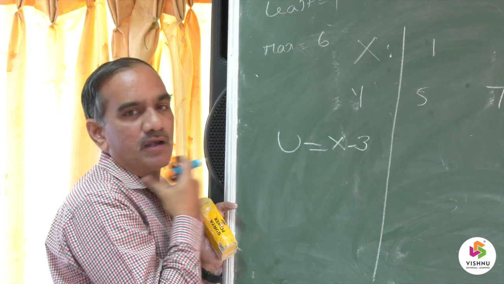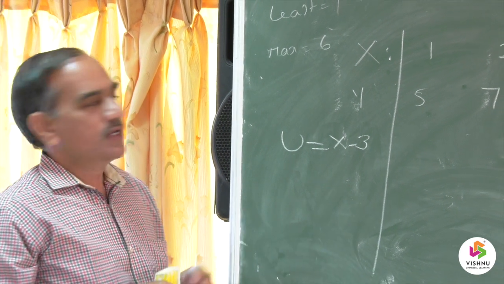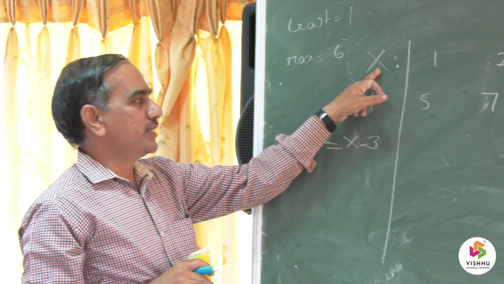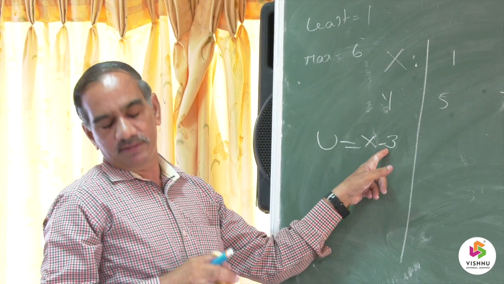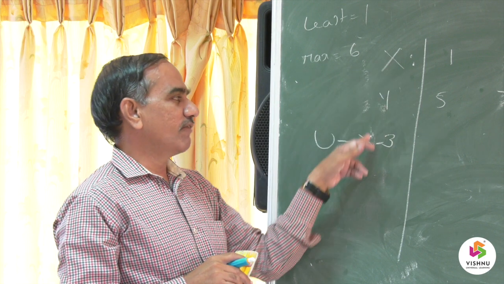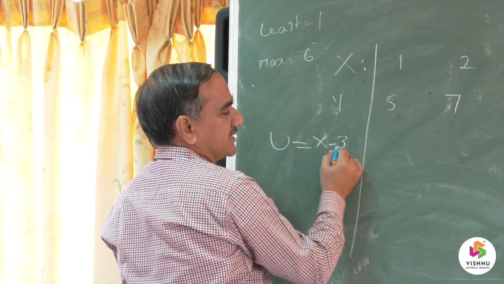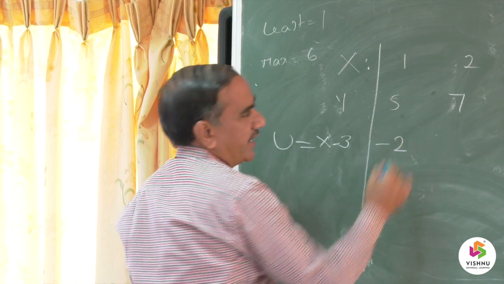That means larger calculations, so it requires more time. So, we reduce the magnitude by subtracting some constant a, and x is converted into u. Now, x is equal to 1, so 1 minus 3, the first value is equal to minus 2.